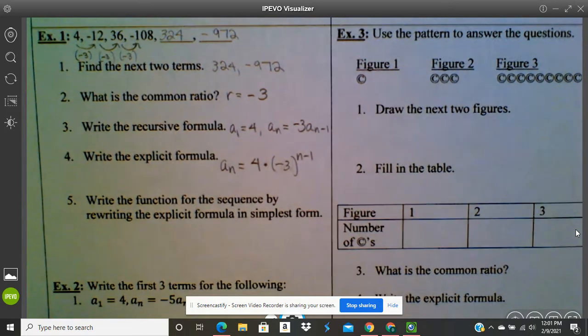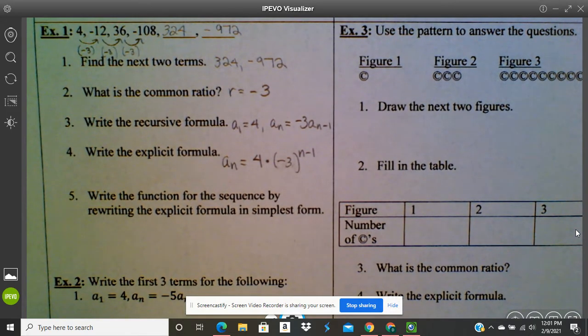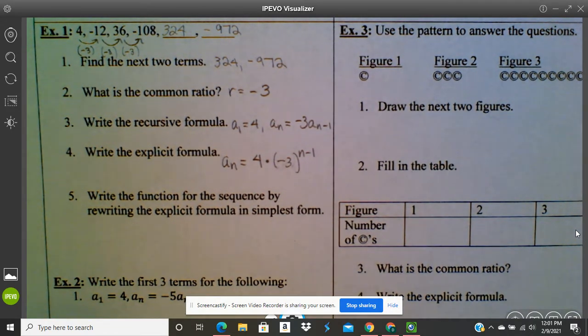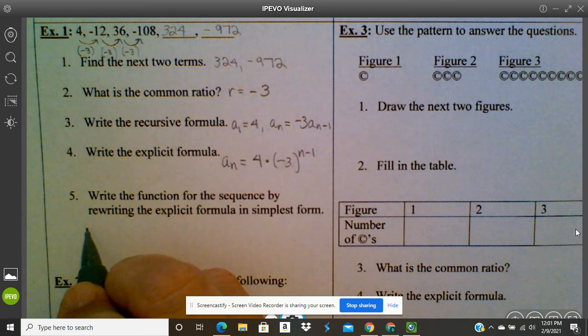So now let's write the function for the sequence by rewriting the explicit formula in simplest terms. And you're thinking, it's already simple. What else can I do? Well, actually, there's a good bit.